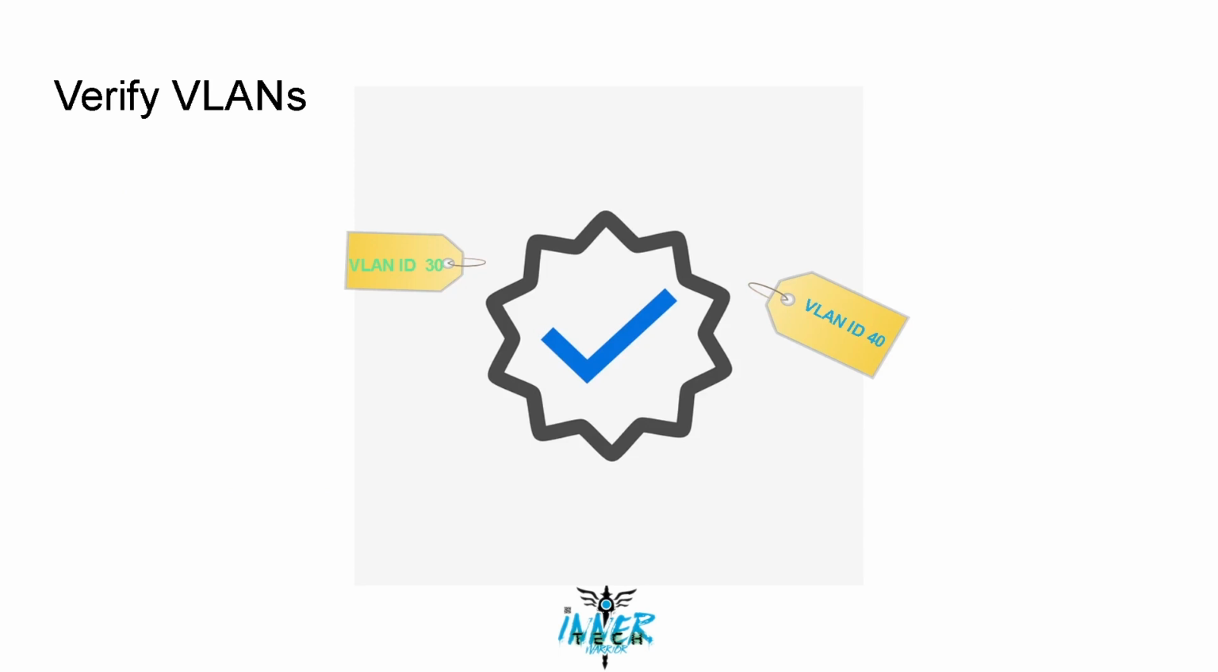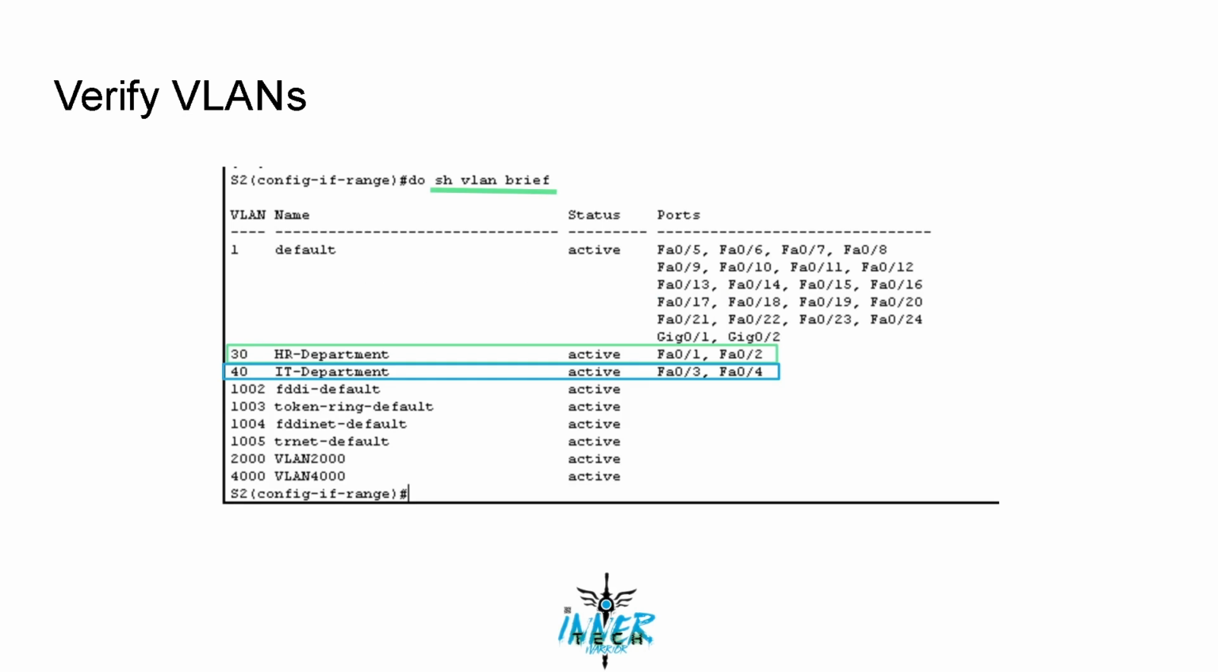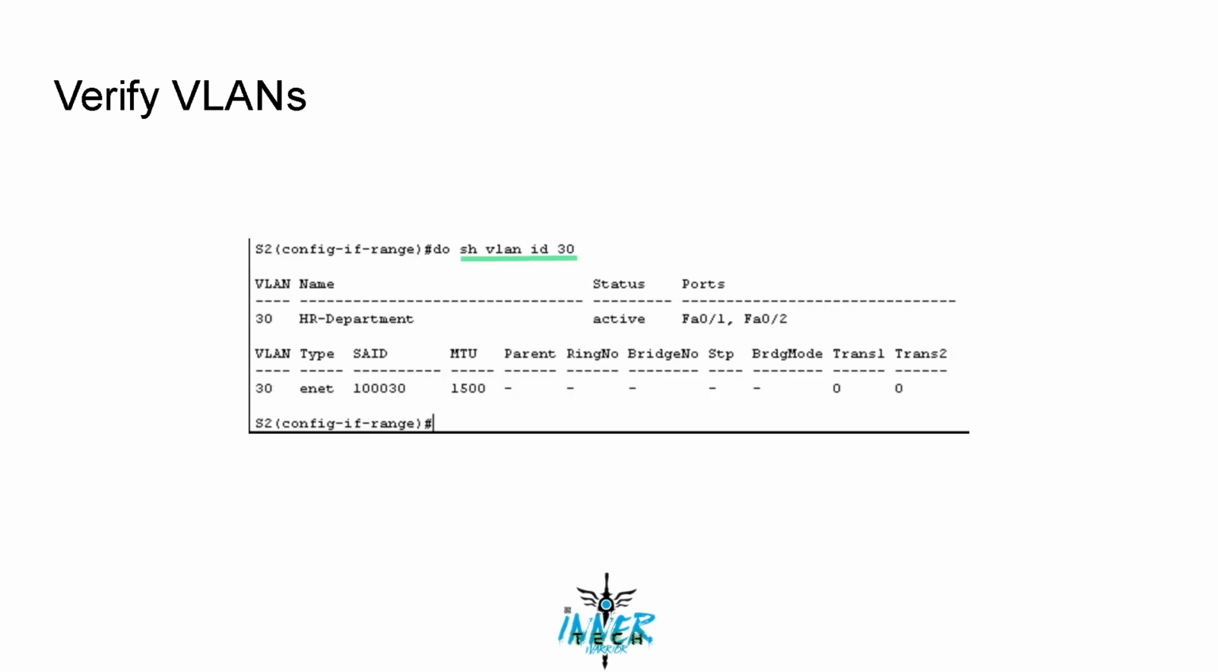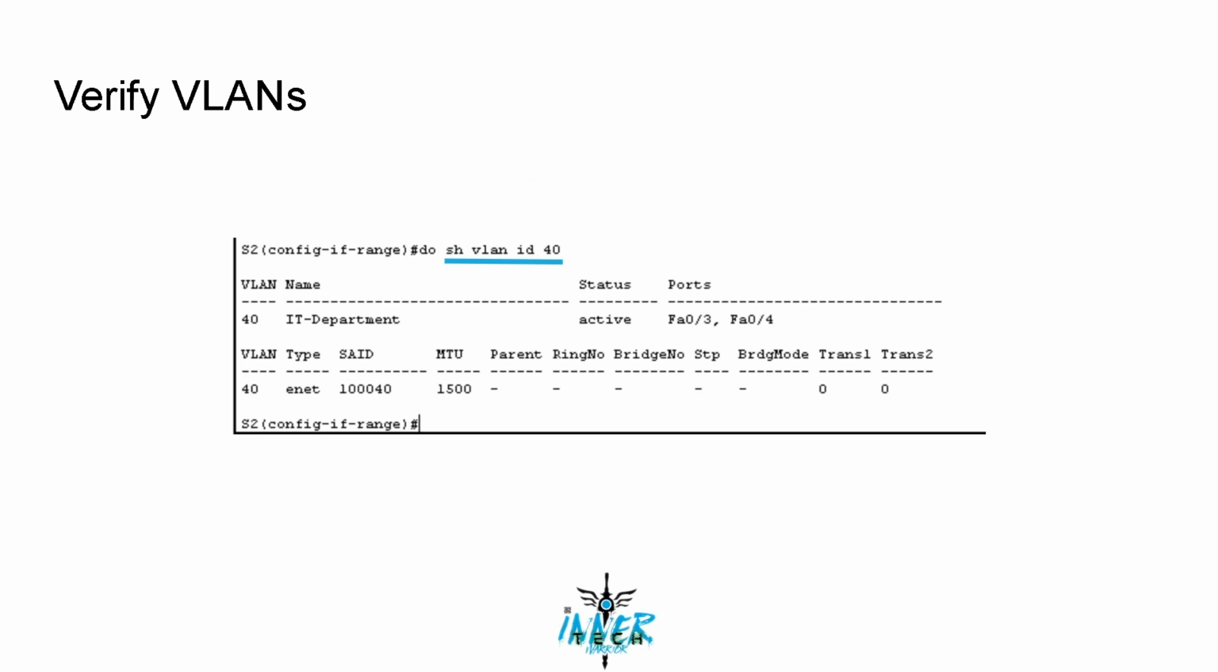Let's verify our VLAN information on switch 2. To verify the VLANs, let's use the show vlan brief command, which displays all the VLAN IDs, names, and port assignments. Then let's use the show vlan id 30 command to verify the details of VLAN 30. And the show vlan id 40 command to verify the details of VLAN 40.